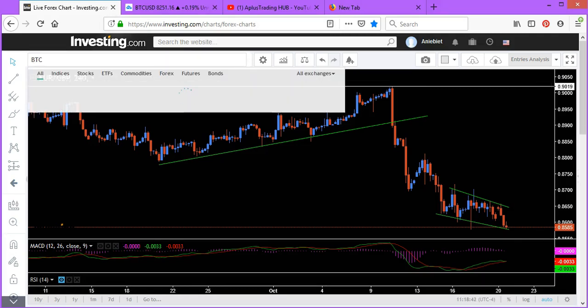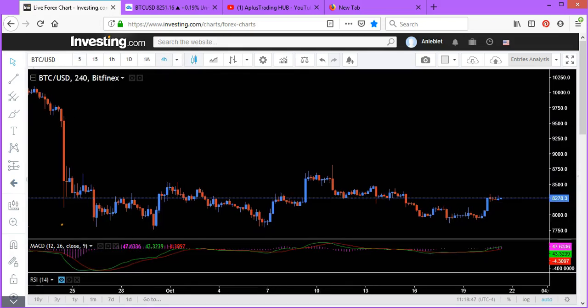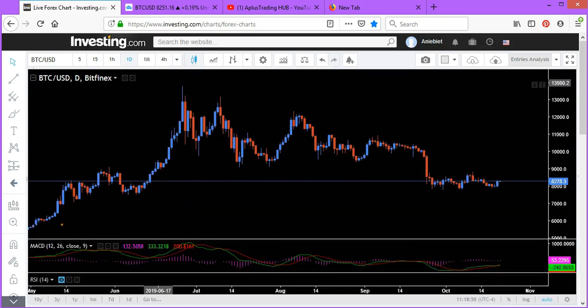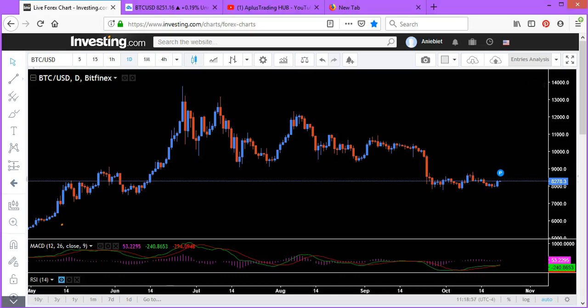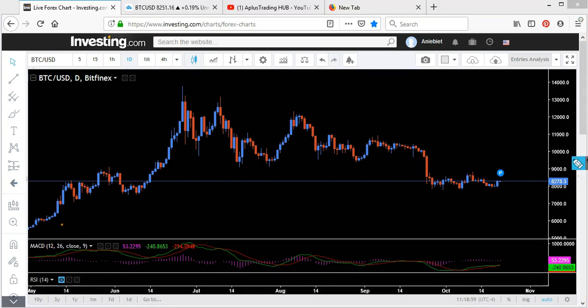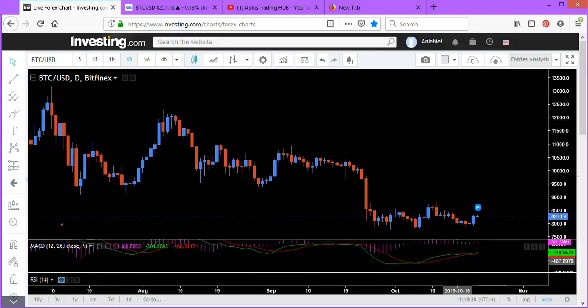Let me see Bitcoin. Daily, we go to the higher time frame. Yeah, we can see already that there was an impulse here. This was a big bullish impulse here, so it might happen again. Right now you see the MACD moving average, the green line, has crossed above the signal moving average, the signal line. So we are going to look for buying opportunities.